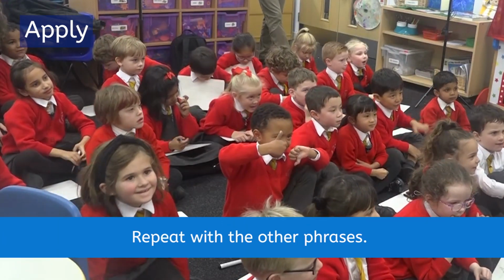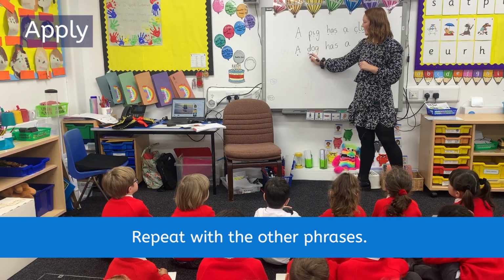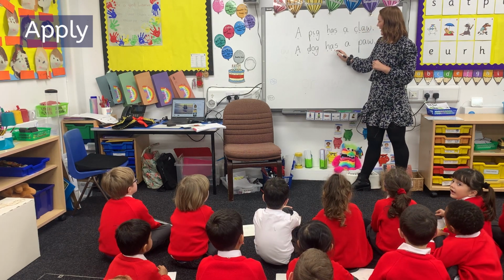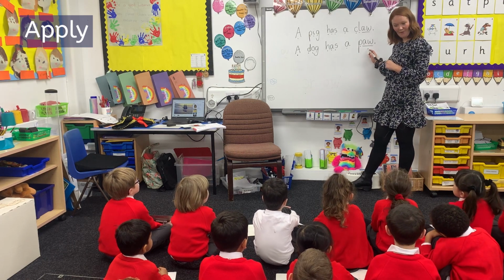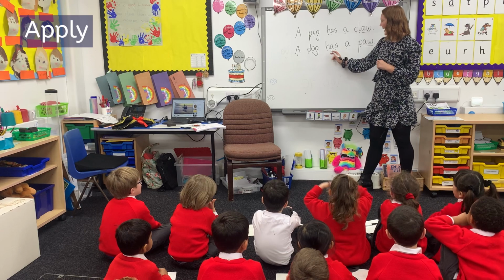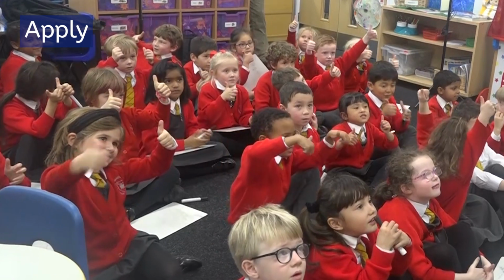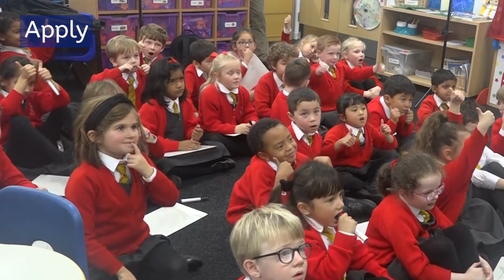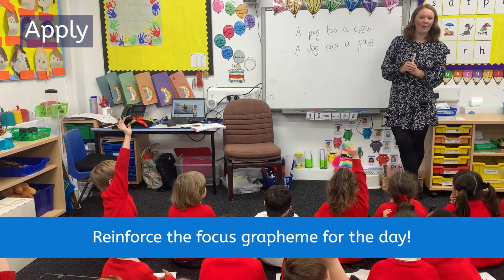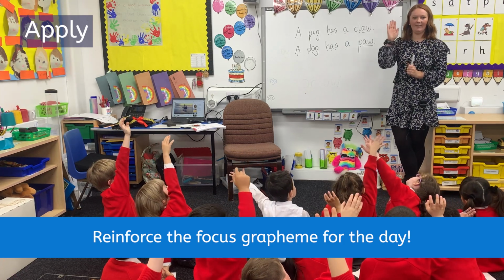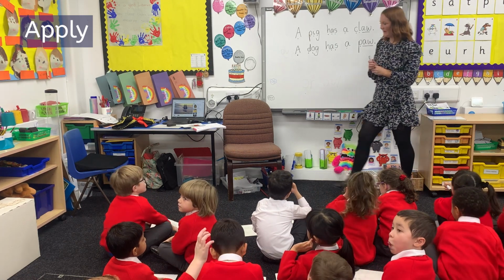Fantastic. Okay, your next phrase is a dog has a paw. Reread it. A dog has a paw. True or false? True. Lots of thumbs up. True. Dogs do have paws, don't they? Put your hand up if you can tell me which word in that sentence has my new or grapheme in it. Oh, lovely hands up, well done. Paw, well done, it was on the end here, wasn't it? In the word paw, super duper.